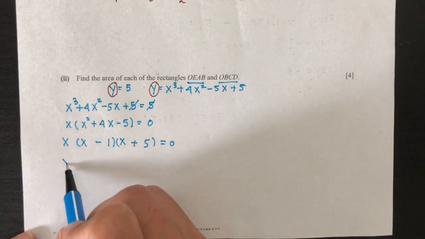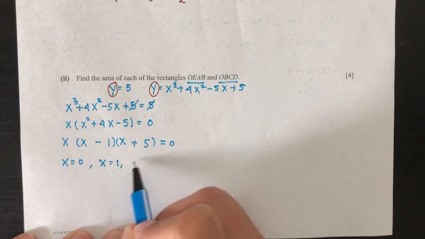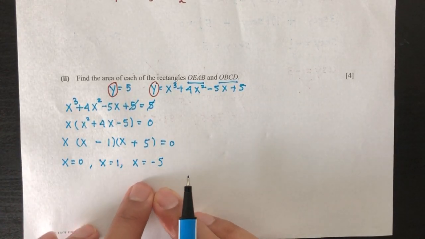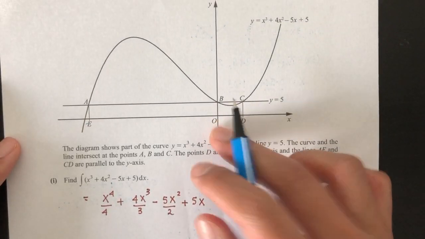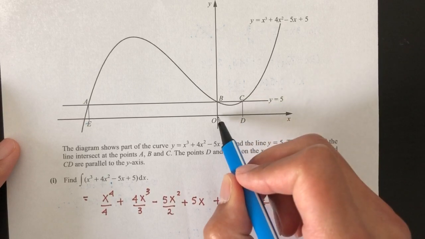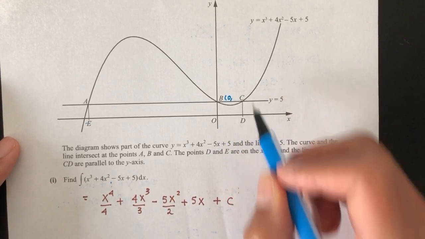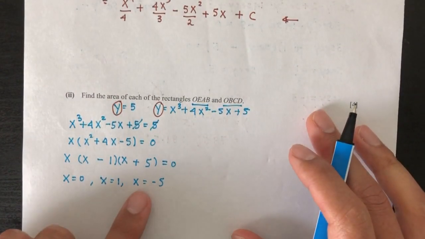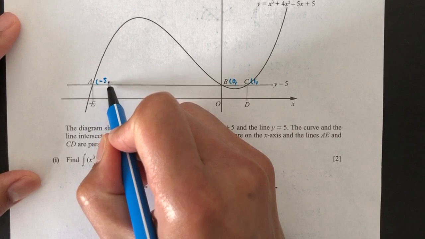So the values of x will be x equal to 0, x equal to 1, or x equal to minus 5. So let's see where those values may be. Let's begin with this one. x equal to 0 will be right here. That is 0 here, which means the point B is 0 something. And now the point 1 will be this one, so point C will be 1 something. And then the point x equals minus 5 will be right here, which is A, minus 5 something.